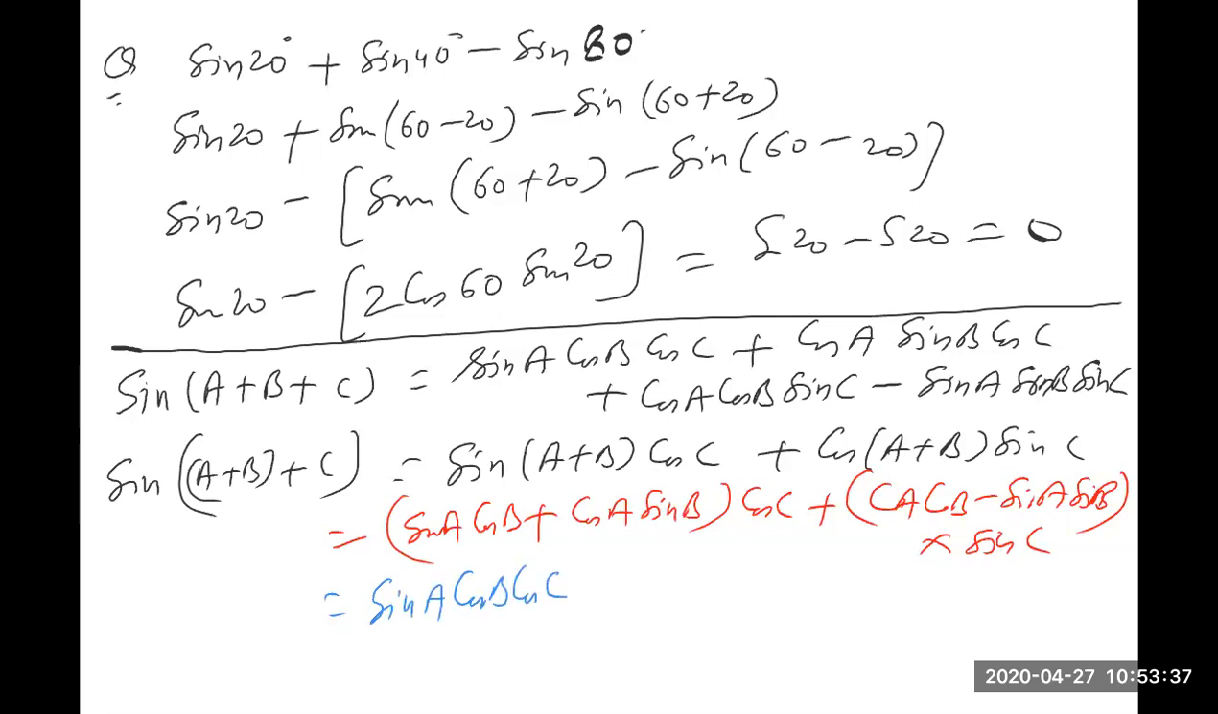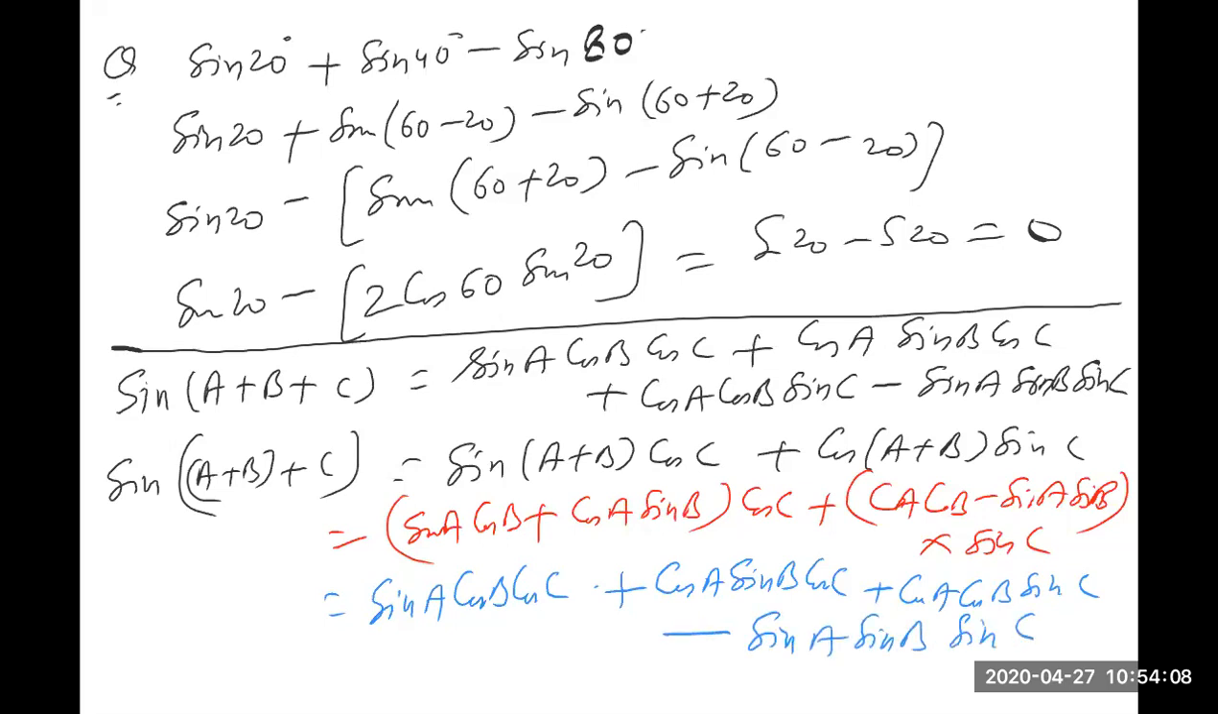You can see the sine is rotating. First sine is coming with angle A, then sine is coming with angle B, then sine will come with angle C, and finally sine is with all the three angles. Plus cos A sin B cos C, plus cos A cos B sin C, minus sin A sin B sin C. This is the formula for sin of A plus B plus C.